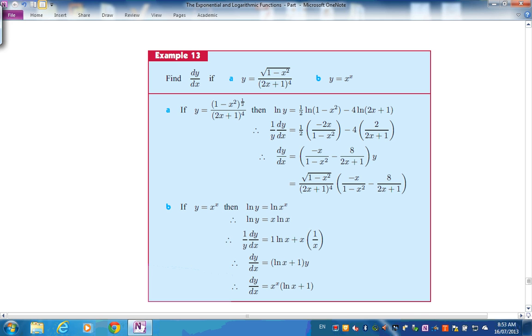So let's have a look at this next one then. We've got find dy by dx for a creature like this. Now this is very messy. So a good trick, here it is here. Rather than try and differentiate this directly with the quotient rule, because it's so big and nasty, let's take the logs of both sides and see what happens.